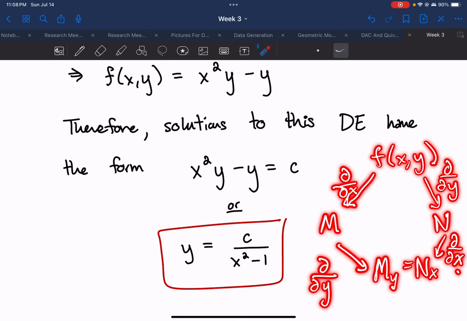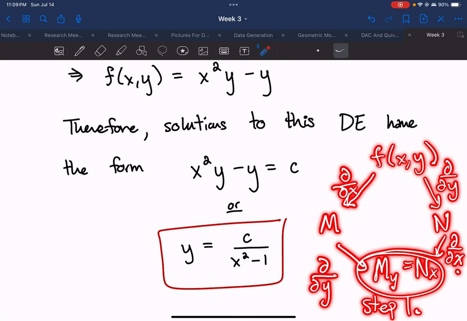So the first step to solving these is to make sure that you get this equality, right? This is step one. That's checking the theorem. If you get that the cross partials are equal, then it's exact, which means you can solve it. But how do you solve it?